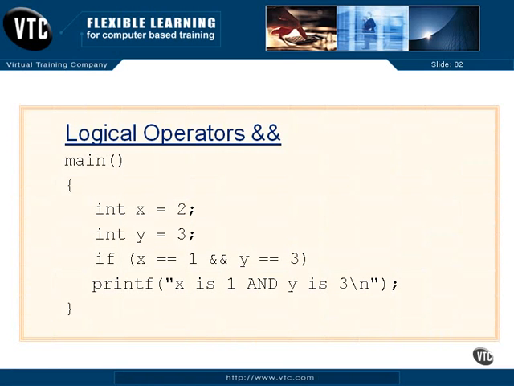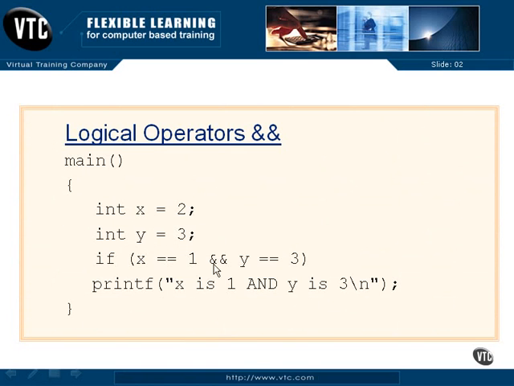Now these are logical operators. This one is a logical operator and. We say here x is assigned the value of 2, y is assigned 3. If x is equal to 1 and y is equal to 3, then we'll print this out. Now here's an important part about C. C will evaluate this statement left to right across here. So C will do this test first, if x is equal to 1. Now it is not, because we assigned it the value 2. So this test will fail right off the bat.